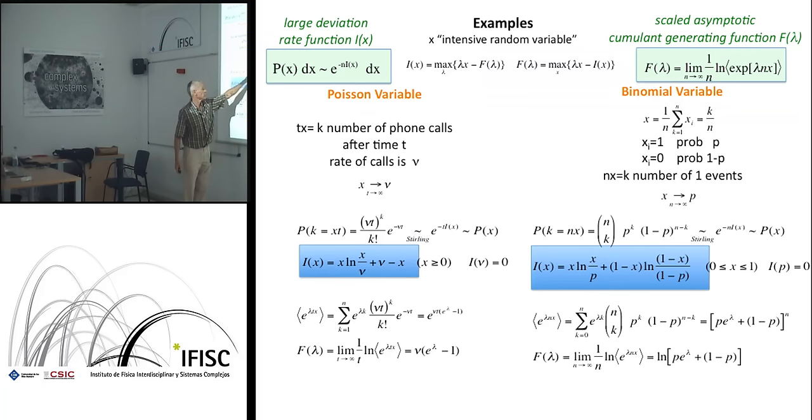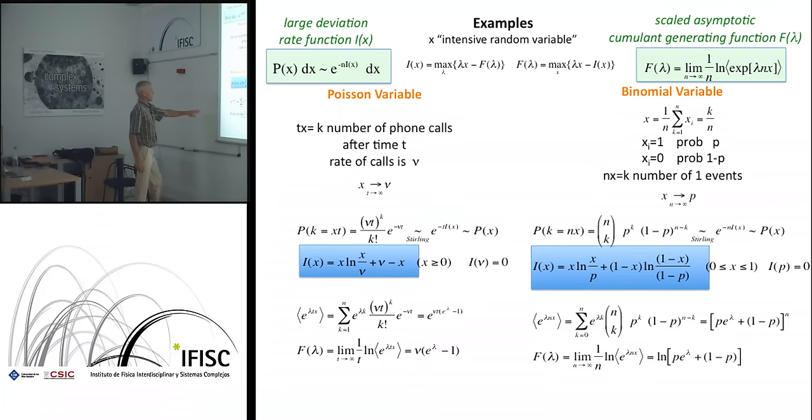Again, you use Stirling, and you will find the large deviation function for it. In this case, the function is defined for all positive x. Of course, k is a positive number, so x is a positive number. When is it zero? Of course, as I mentioned, when x is equal to nu, this thing becomes zero. It's the only value where it's zero, otherwise it's all the same.